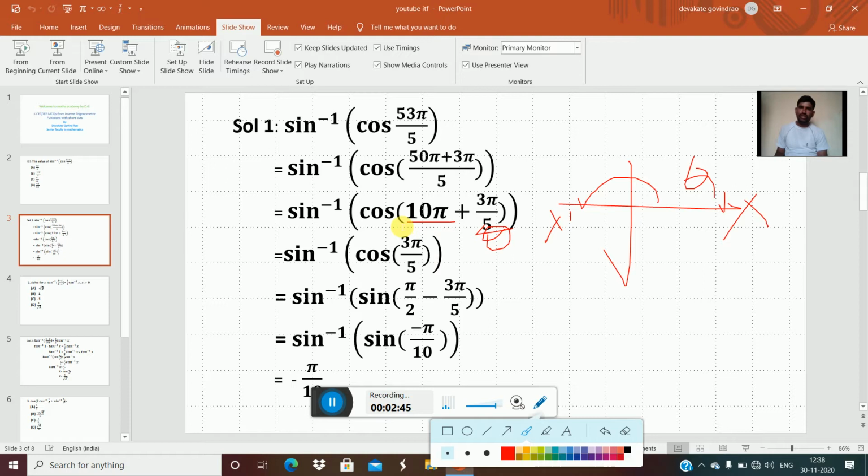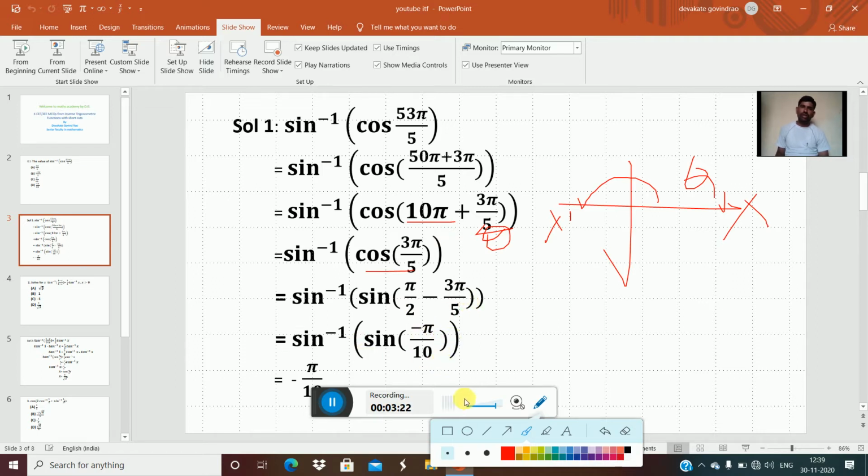Okay, our solution is not completed yet, so we write cos changes to sin, because I just told you the formula: sine inverse of sine theta is theta. That's why we are going to convert this cos in terms of sine. So I'm writing sine of pi by 2 minus theta. We know that 90 minus theta changes to cos. So we are writing 90 minus theta as 3 pi by 5. Now see students, sine of pi by 2 minus 3 pi by 5, LCM is 10, 5 minus 3 is 2, finally minus pi.